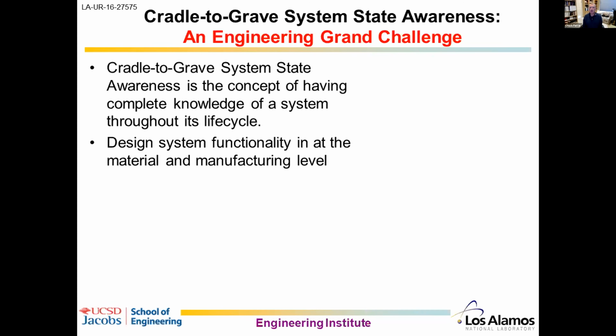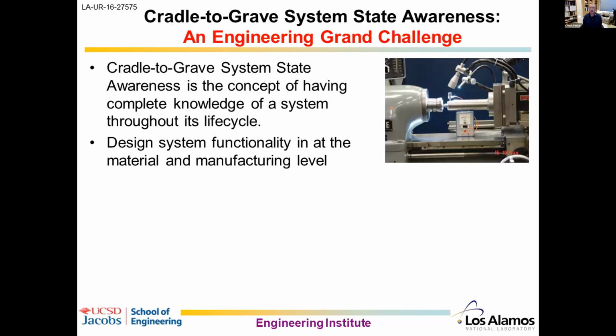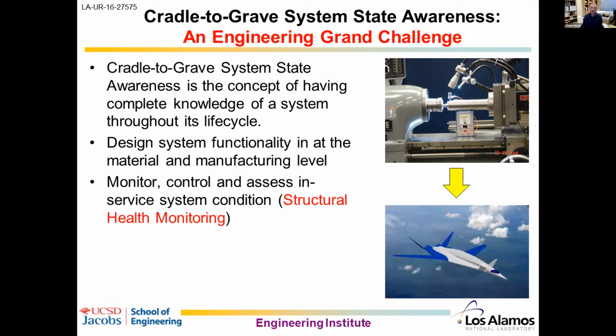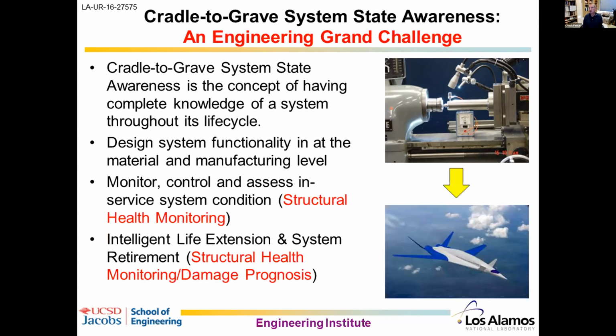And to do that, you're really going to have to design system functionality in at the material and manufacturing level. You're going to have to monitor, control, and assess in-service system condition, and that's where structural health monitoring comes in. And then you're going to have to do intelligent life extension and system retirement. And again, that's where structural health monitoring and ideas of damage prognosis come in. So that's the end of my portion of the talk.